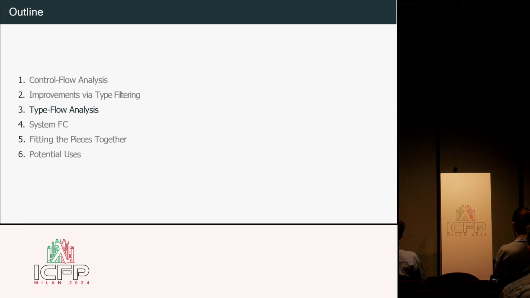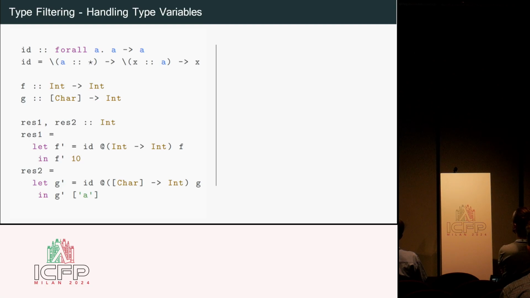So this works really well when you have ground types that you're comparing. Here's the same example, but I've removed some of the code and I've expanded out the underlying System F language that we're working with here. So here I have an explicit binding site for the type variable A. And I have type applications on the identity function as well.